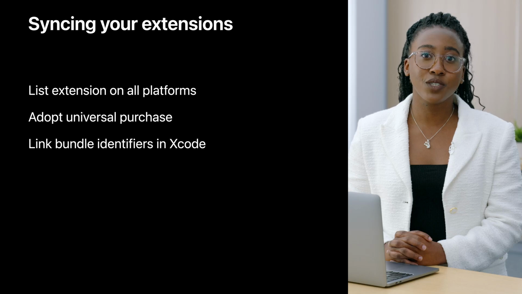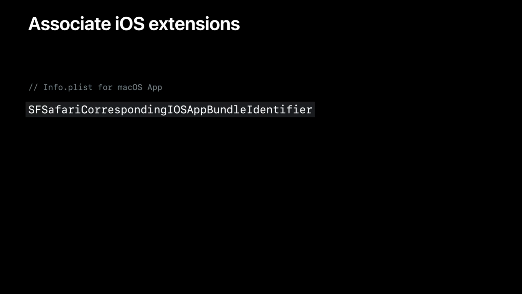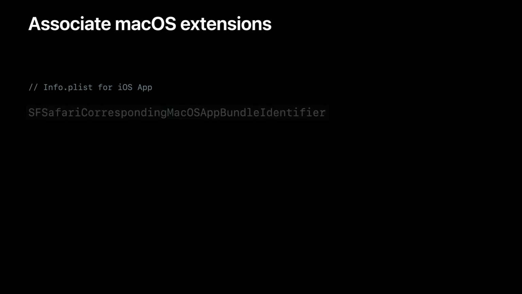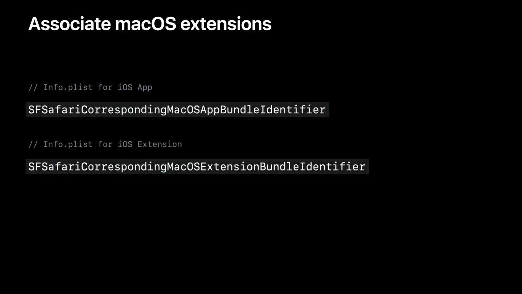To do this, you'll use Xcode to add bundle identifiers in the info plist for the apps and extensions you'd like to sync. To sync your iOS app and extension with the macOS ones, you'll need to use specific keys in the info plist. You'll put this key in your macOS app plist and this key in the macOS extension plist. Similarly, you'll follow the same process for syncing your macOS app by adding this key to the iOS app plist and this key to the iOS extension plist.